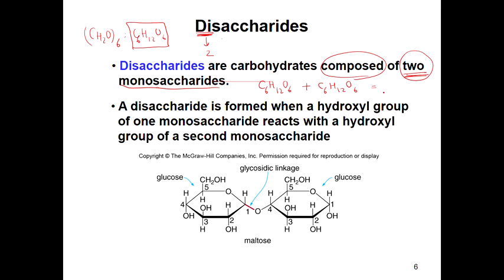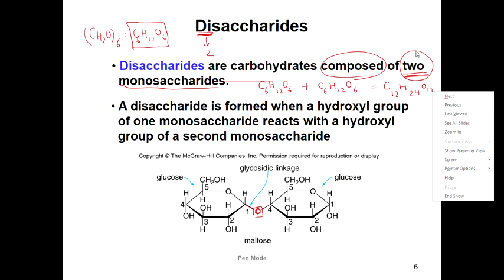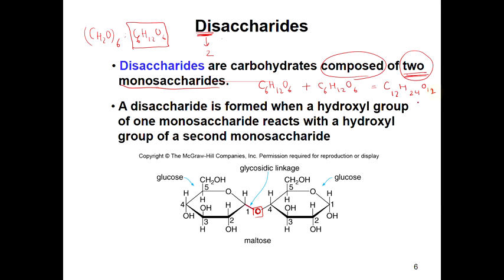But we just need to know that whenever we are going to combine or join these 2 monosaccharides, they are connected with one oxygen atom. So the bridge between these two monosaccharides is only one oxygen atom. If I'm going to write the formula for that, if you add these two, you get C12H24O12.